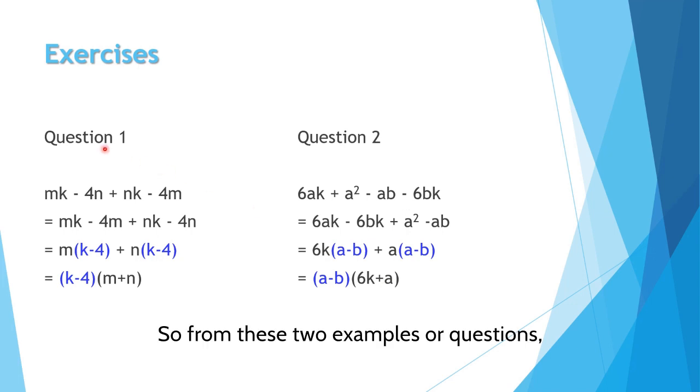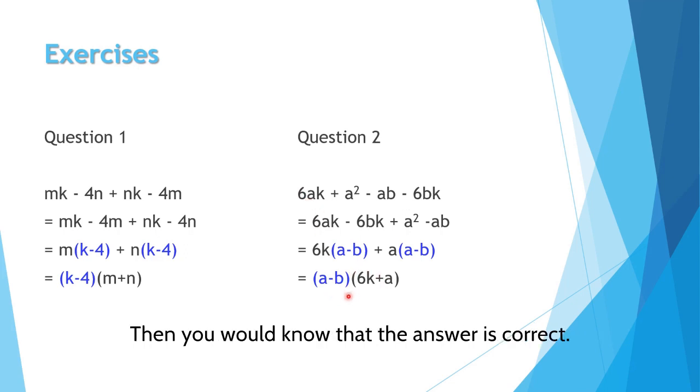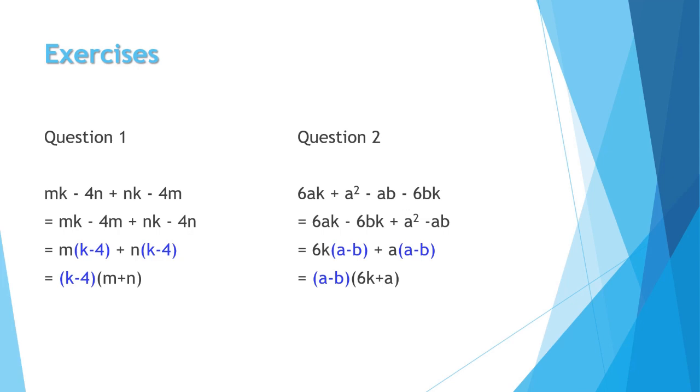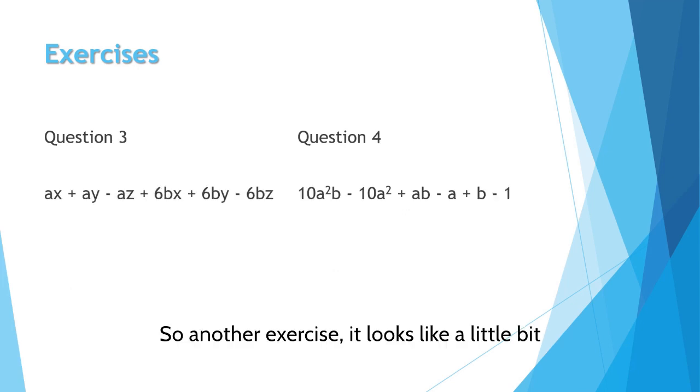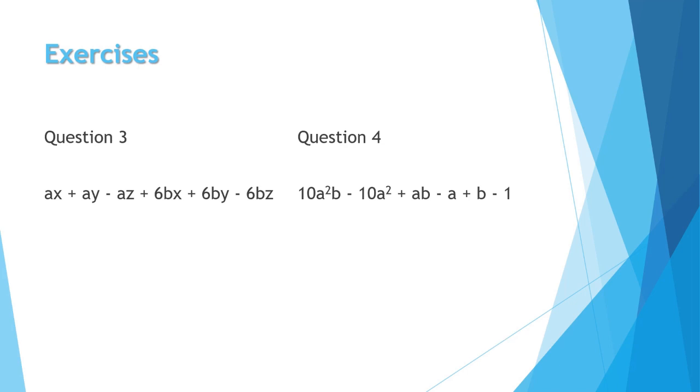So from these two examples or questions, you can see that sometimes there is only one way to do grouping and factorization. Sometimes there can be two ways. So you can use trial and error to check whether two methods can give rise to the same answer, then you would know that the answer is correct. So, another exercise. It looks a little bit complicated, but actually the method is the same. So you may take some time to do it.